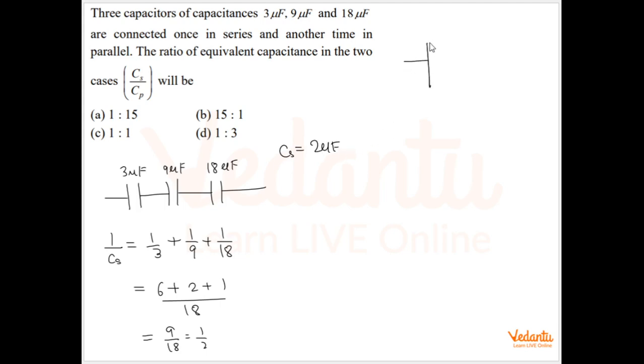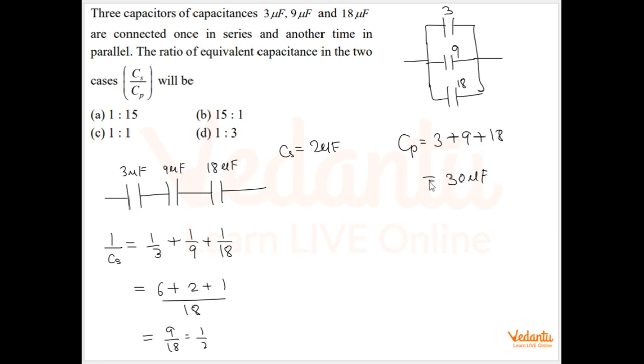Now when I connect them in parallel, equivalent capacitance is very easy to calculate. They are just connected like this. Okay, 3, 9 and 18. The equivalent capacitance in parallel is going to be 3 plus 9 plus 18, that is equal to 30 microfarads. So what will be the ratio CS by CP? That will be 2 by 30, that will be 1 by 15. Option A will be the correct answer.